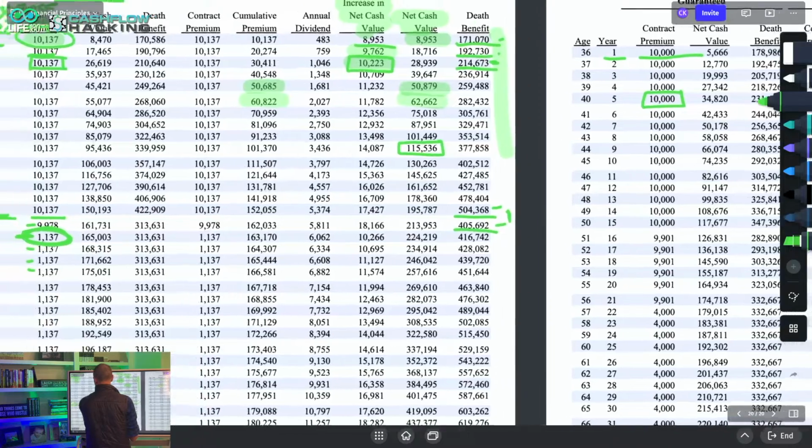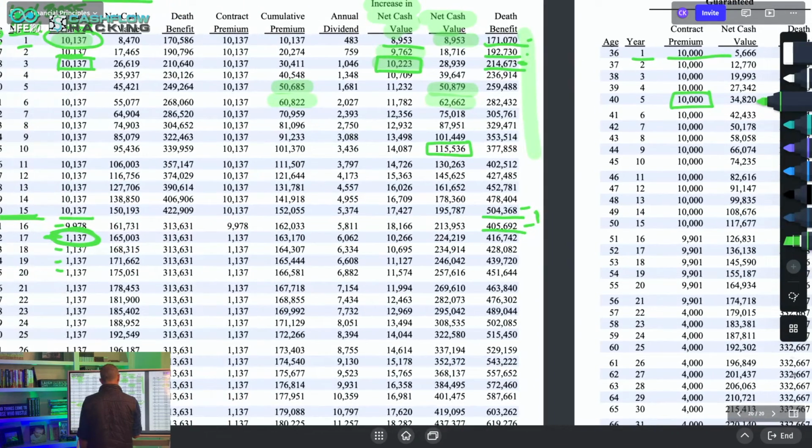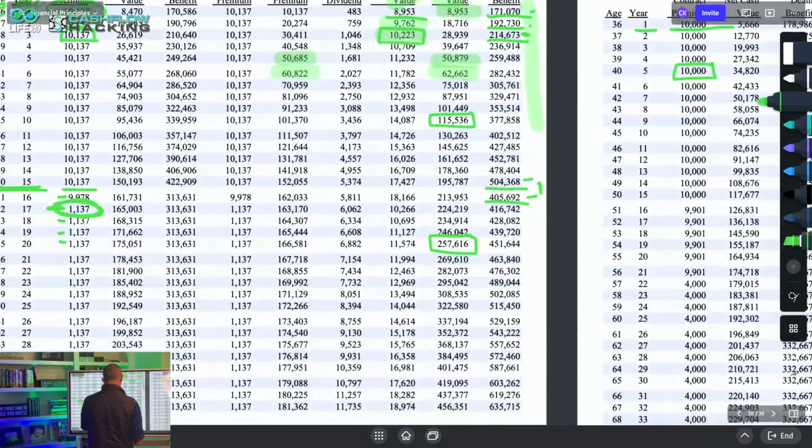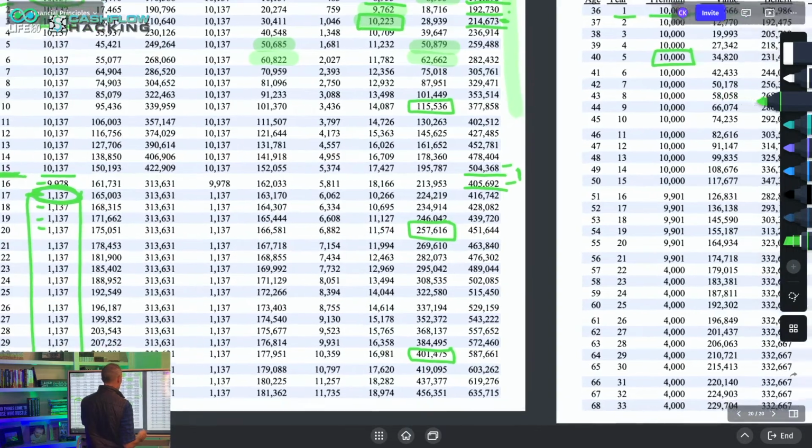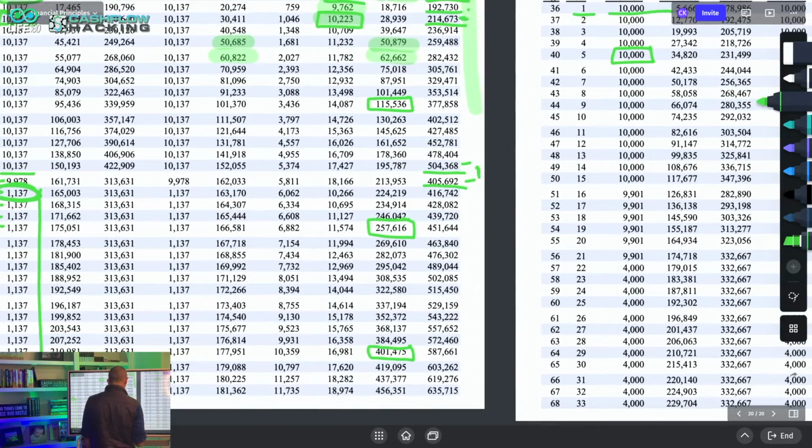Now, what I would also look to is in year 20, we have $257,000 of cash value. And in year 30, we have $401,000. Now, here's the deal. We haven't been able to fund this policy properly because when the term rider falls off, it's going to shorten and shrink our ability to have a bunch of money go into here.